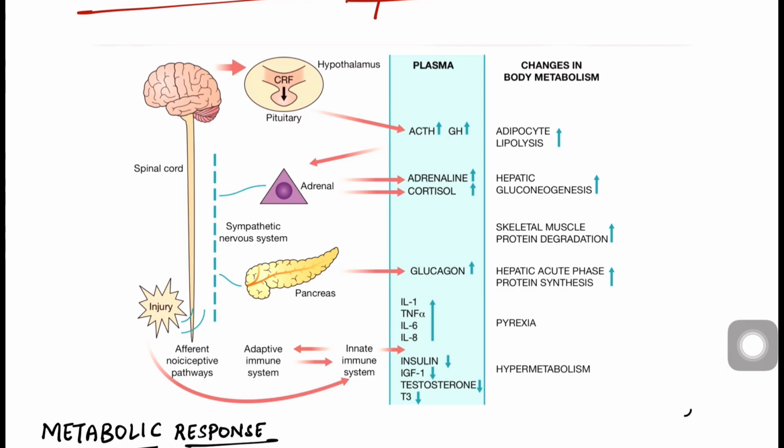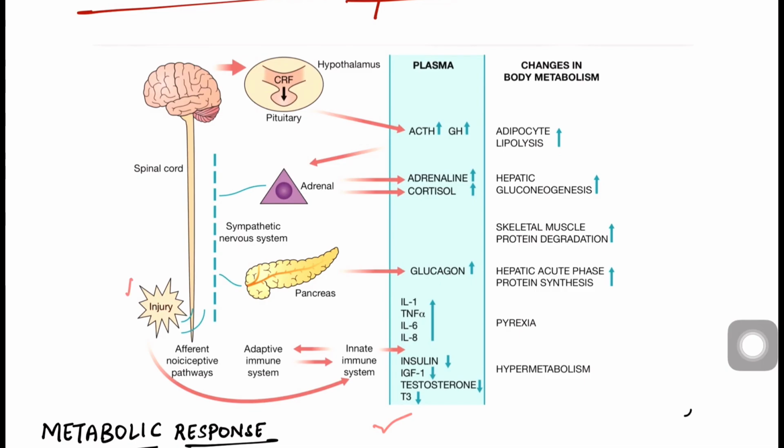So if you don't know anything about the metabolic response to injury, you can just simply remember it by this diagram. It is a beautiful diagram mentioned in our Bailey. So this is neuroendocrine response. So if you just draw this table in your exam and if you come, they'll think that at least you know something. So metabolic response to injury.